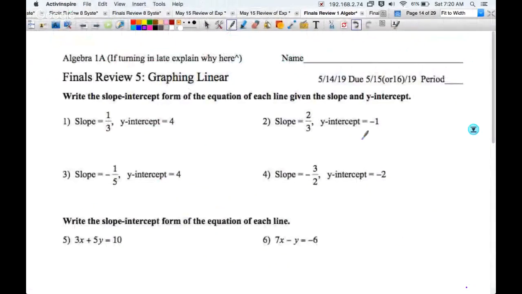All right, number 5, graphing linear. Write the slope-intercept form of the equation of the line given the following slope and y-intercept. So if you're given a slope and a y-intercept, you just fill them right into y equals mx plus b. So y equals 1/3 x plus 4.